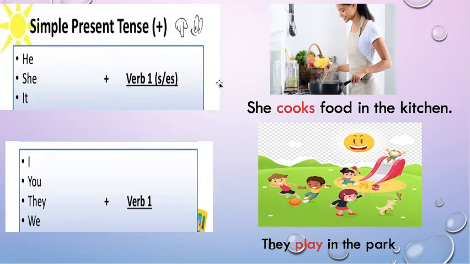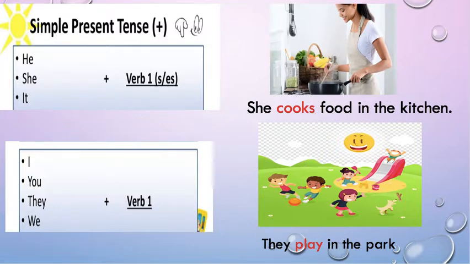Okay, example, she cooks food in the kitchen. So here, whenever there is she, what do we have to do? We have to add s or es to a verb. So here there is she as a subject, so we are adding s to the base form of the verb. What is the base form of the verb? Cook. So we are adding s, and cook will become cooks.